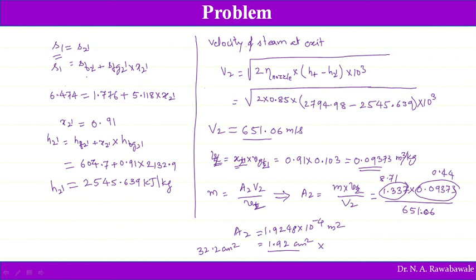8.71 into 0.44 divided by 651.06 is 0.58, okay. So area A2 will be 58.6 into 10 to the power of minus 4 meter square, that is nothing but 58.86 centimeter square. So this is wrong, because it is larger than the throat area of 32.2 centimeter square, while the area at exit is 58.